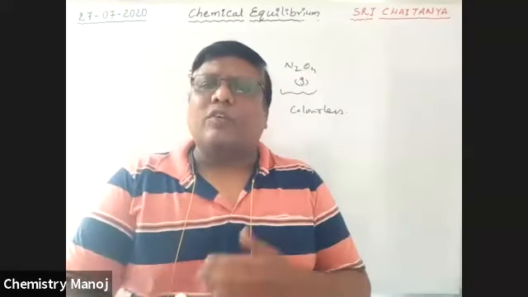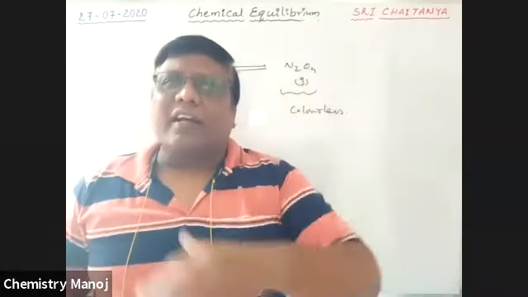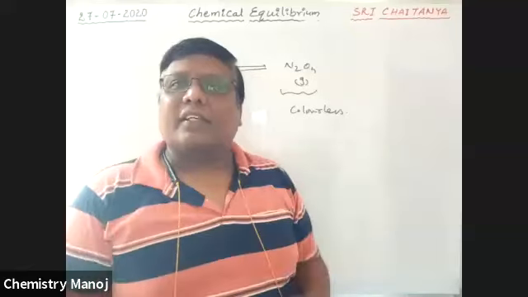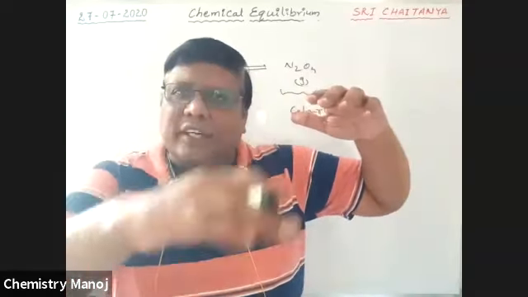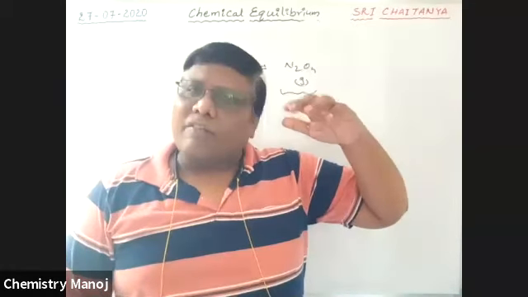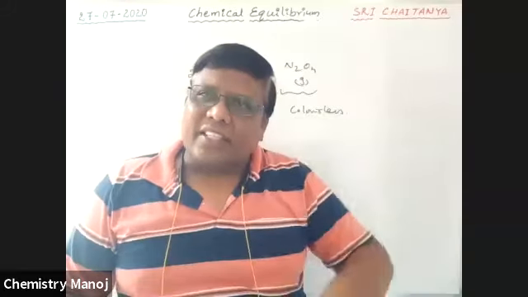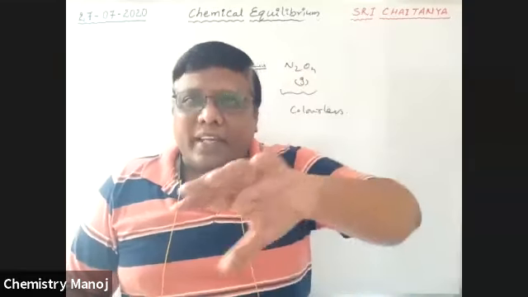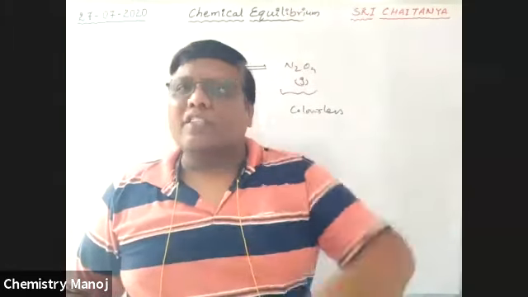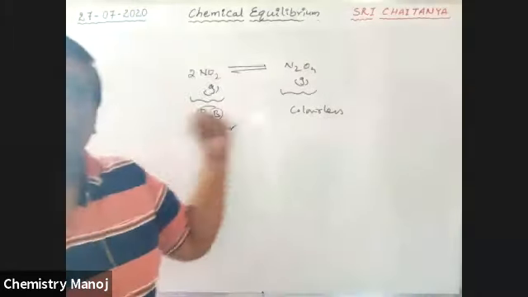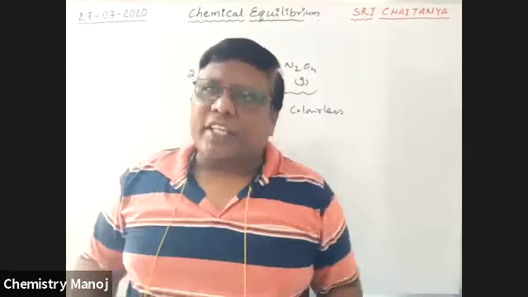Slowly NO2 changes to N2O4. That means the intensity of the color gradually decreases because N2O4 is colorless. The highest intensity of reddish brown slowly turns into a dull color. After some time, the backward reaction also starts. At a particular time, the color intensity is constant. That means the rates of the forward and backward directions are the same, and therefore the color concentration is constant. That particular state is taken as equilibrium.